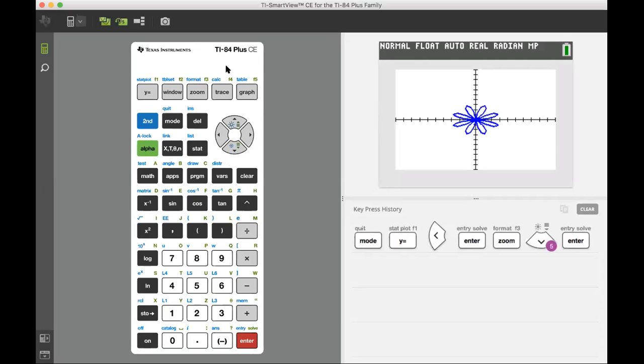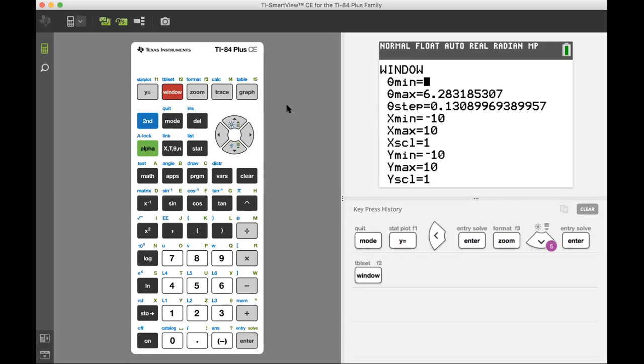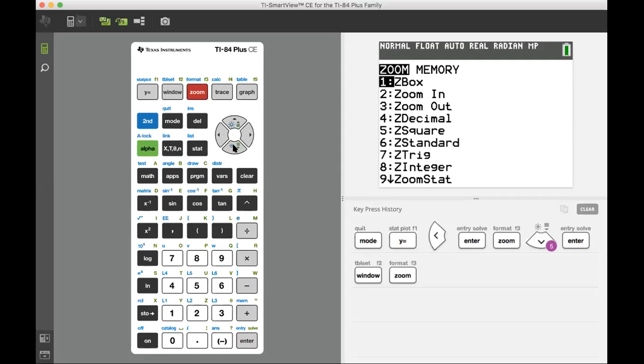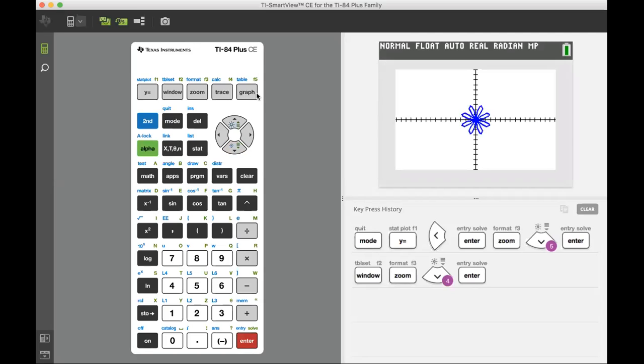Oh, that worked out nicely. Let's actually zoom in a little bit more. Let's check out our window. Because I'm in radians, it goes from 0 to 2 pi. My step is just what the standard was set at, and then my x min and my x max were fine. Let's maybe, if we go to zoom square, maybe we'll be a little closer to it. Nope, not that much closer. You can play around with your window for sake of your time. I'm not going to do that, but you can pause it and play around with your window.